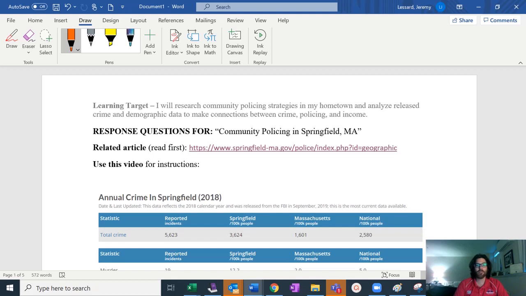In this assignment, we're going to be using the learning target: I will research community policing strategies in my hometown and analyze released crime and demographic data to make connections between crime, policing, and income. In our Day 1 cycle, we looked at how police use data to inform how they police a community.